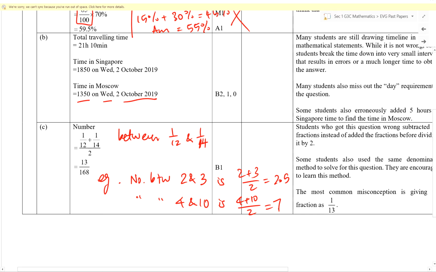So now today the number is between 1/12 and 1/14. So the answer is (1/12 plus 1/14)/2, and we get 13/168. Of course, this is the most common misconception. You think that between 12 and 14 is 13, therefore in the middle must be 1/13, but it doesn't work that way.